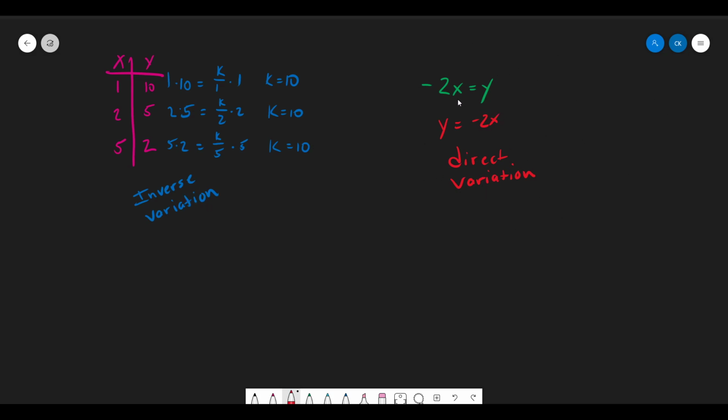For the second one, I just rewrote it so that the y was on the left, so y equals negative 2x. This follows the direct variation equation of y equals kx. There's no fraction, the k is not on top, so this is a direct variation equation.